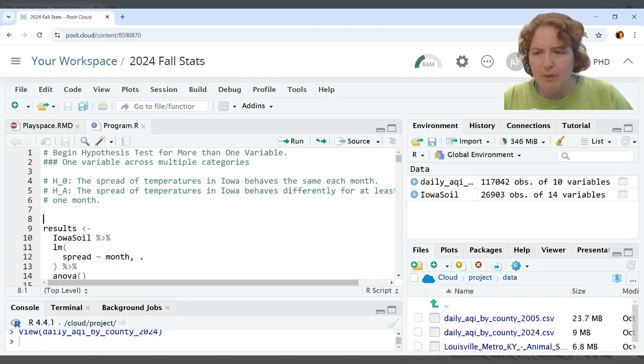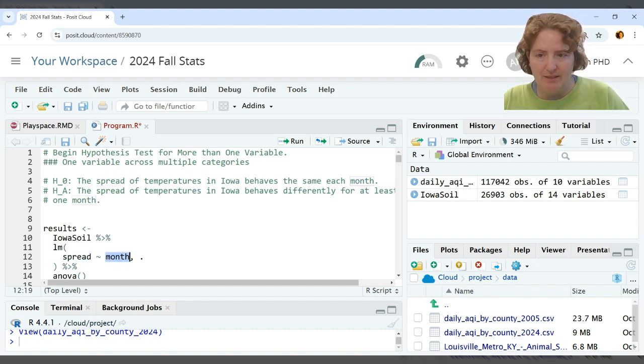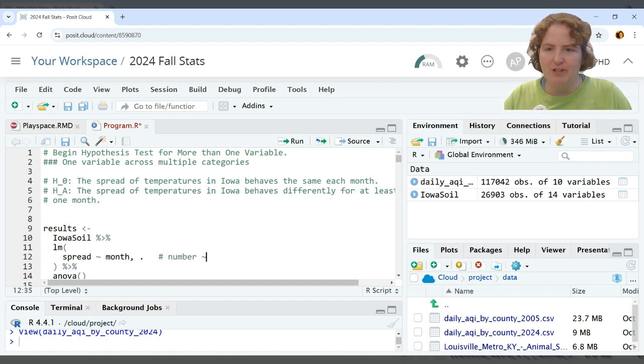Like I've done before, whatever test I run, I'm going to save it into results so that I can mess with it later. This is my Iowa soil data, the same data I've been poking at for a little bit now. I'm pushing it into this linear model. Remember, L stands for linear, so it's not a 1, it's an L, where my spread of temperatures is a function of the category they're in, so the month. Remember that the number value is a function of the category. That's the way you split it up.